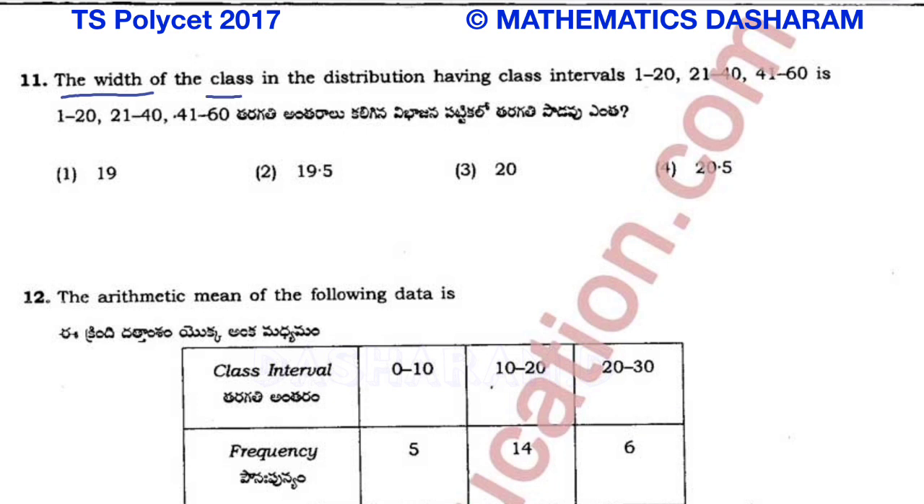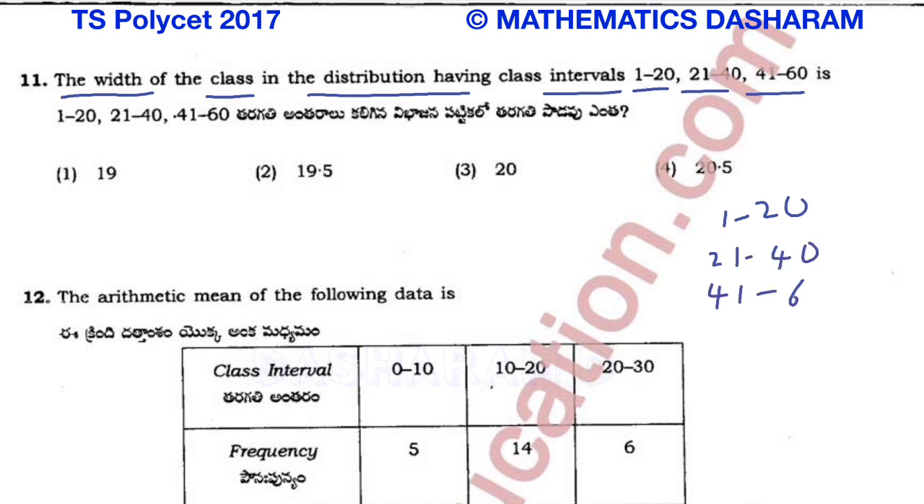The width of the class in the distribution having class intervals 1 to 20, 21 to 40, 41 to 60. Width of the class means the length of a class interval. To find it, take the difference between two successive upper limits or lower limits, your wish. Here the lower limits difference is 21 minus 1, which is 20. Otherwise, the upper limits difference is 40 minus 20, which is 20. So here option 3 is correct.